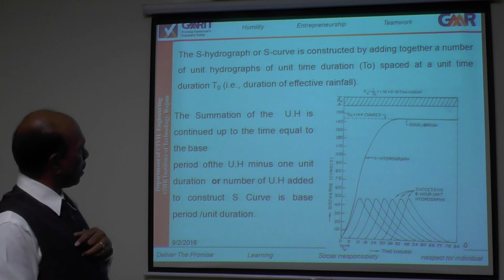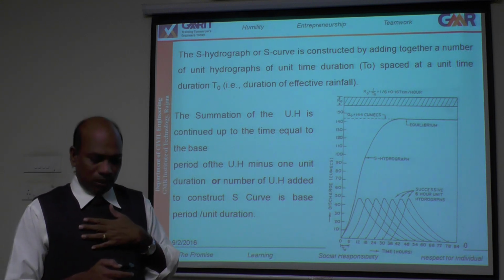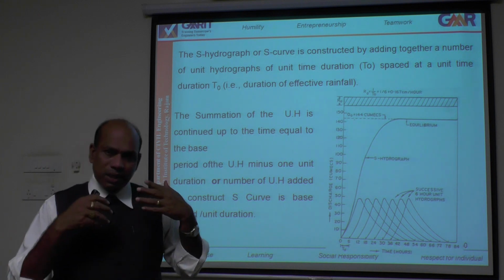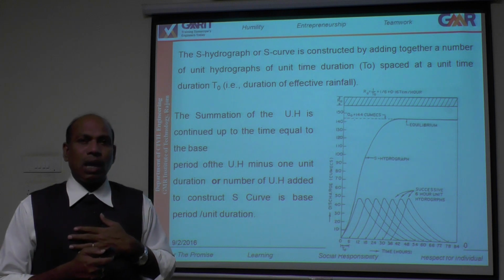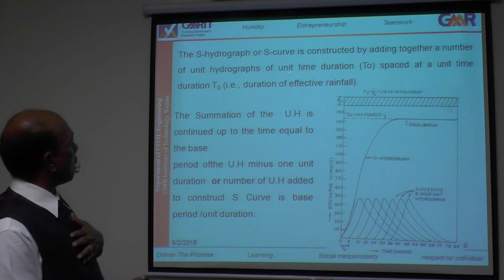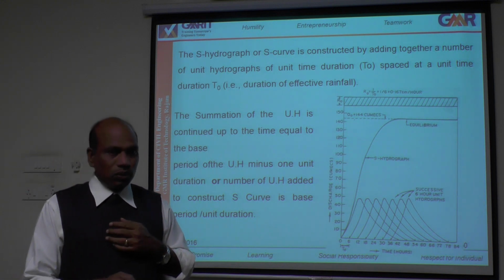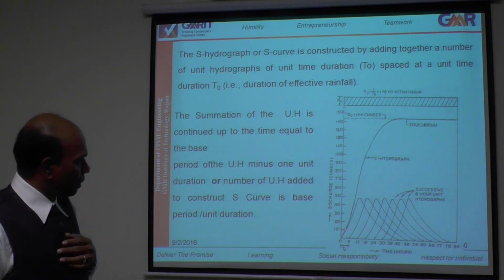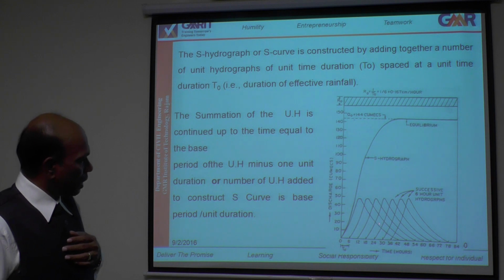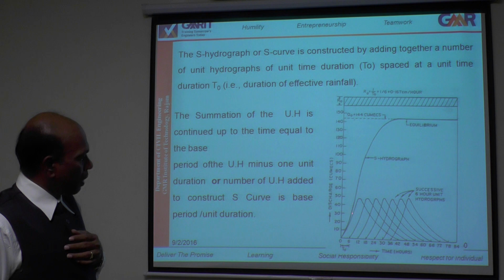Right. So here this is the construction of the S hydrograph. First of all, the S hydrograph or S curve is constructed by adding together a number of unit hydrographs of unit duration, spaced at a unit duration T0. Here, once you see the board, this is one unit hydrograph. The S hydrograph is constructed by adding a number of unit hydrographs.